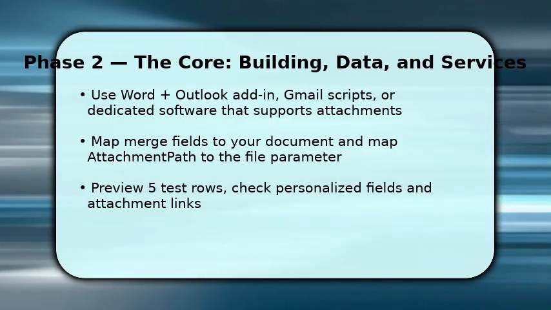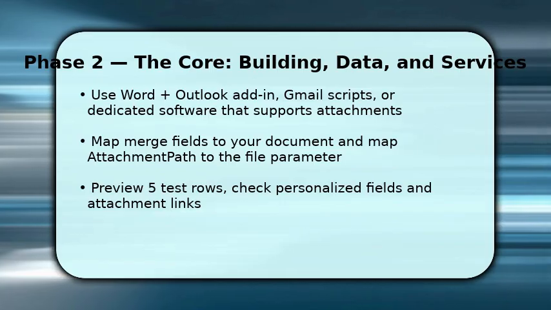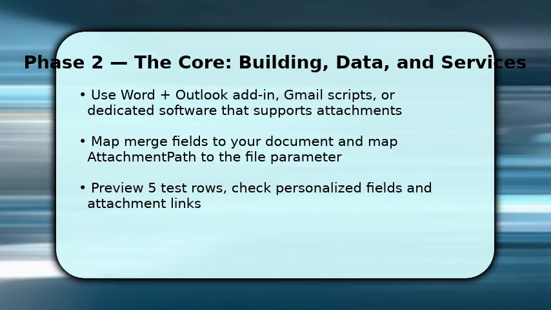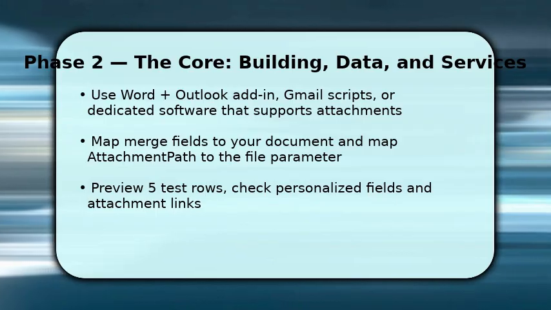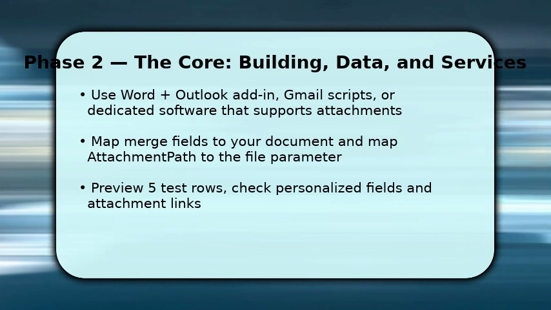or third-party software. Connect the tool to your Excel spreadsheet so fields map correctly: first name, last name, and especially attachment path. Design the email body in the editor and insert merge fields where personalization belongs. Then map the attachment path column to the attachment parameter so each recipient gets the right file. Once done, run a preview for 5 test rows to confirm both content and attachment links.